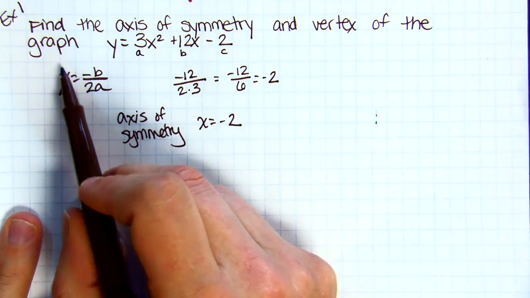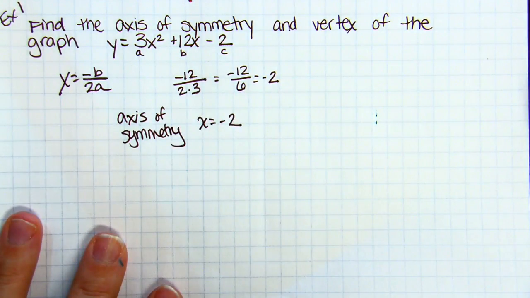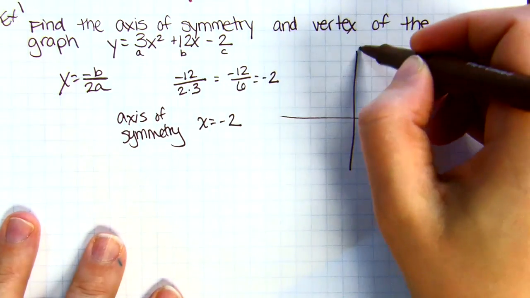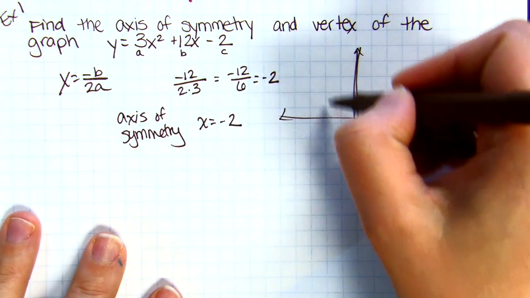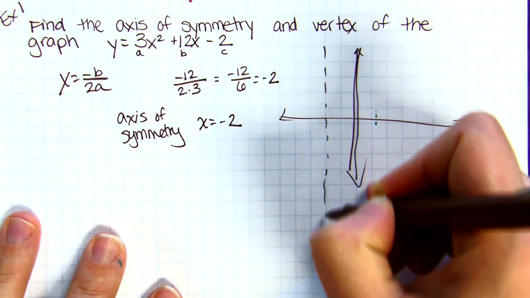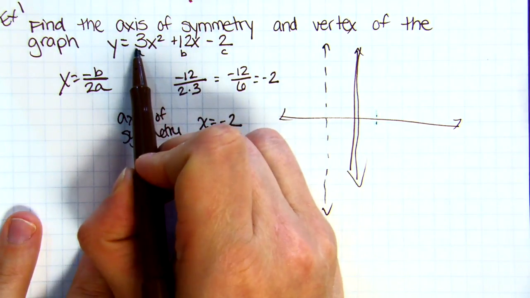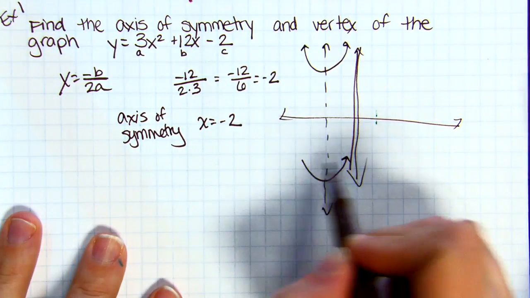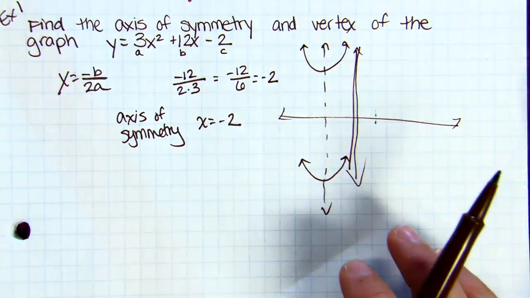And then to find the vertex, we know that the x-coordinate is negative 2, but we don't know what the y-coordinate of that vertex is going to be. But what I know right now is that this is my axis of symmetry. So my parabola is going to open up, but I don't know, is it going to open up here or is it going to open up here? I know it's going to be somewhere along this line. That's where the vertex is going to be, but I don't know where.